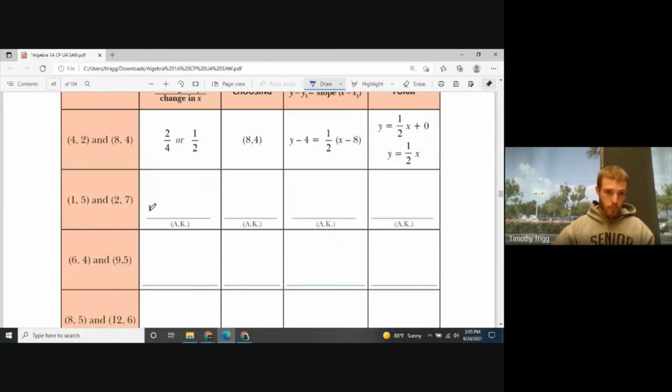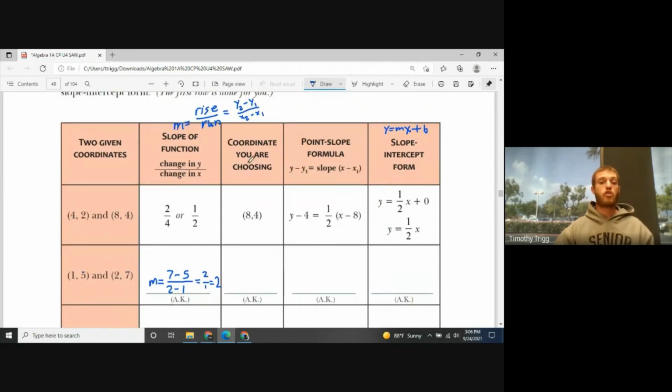So in this case, that will be m equals, and we subtract the y values on top. So I'm going to do 7 minus 5. Again, the y value is 7 minus 5. And in the denominator, we subtract the x values, 2 minus 1. So this is a straightforward way to find the rise and the run. 7 minus 5 is 2. Then 2 minus 1 is 1. So that gives us a slope of 2 over 1, which is 2.